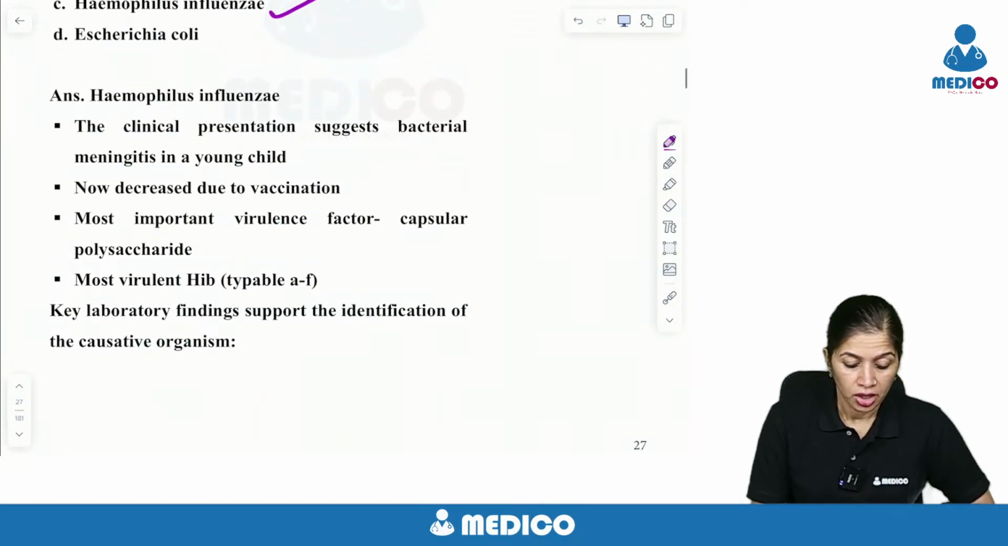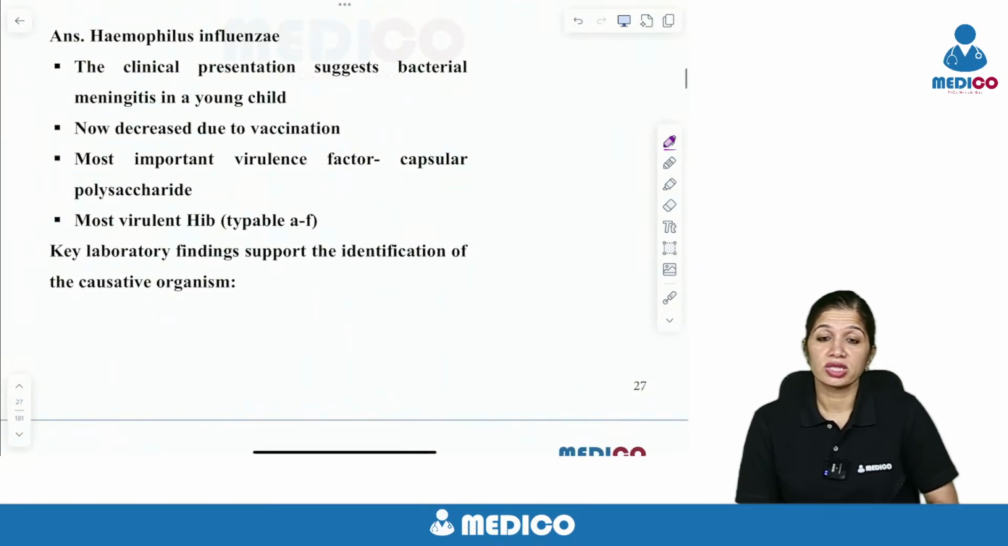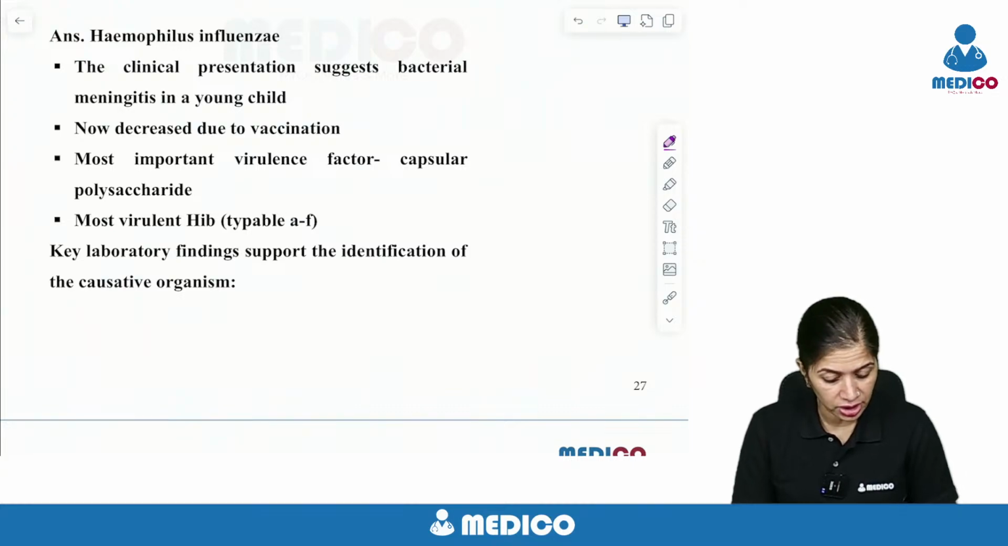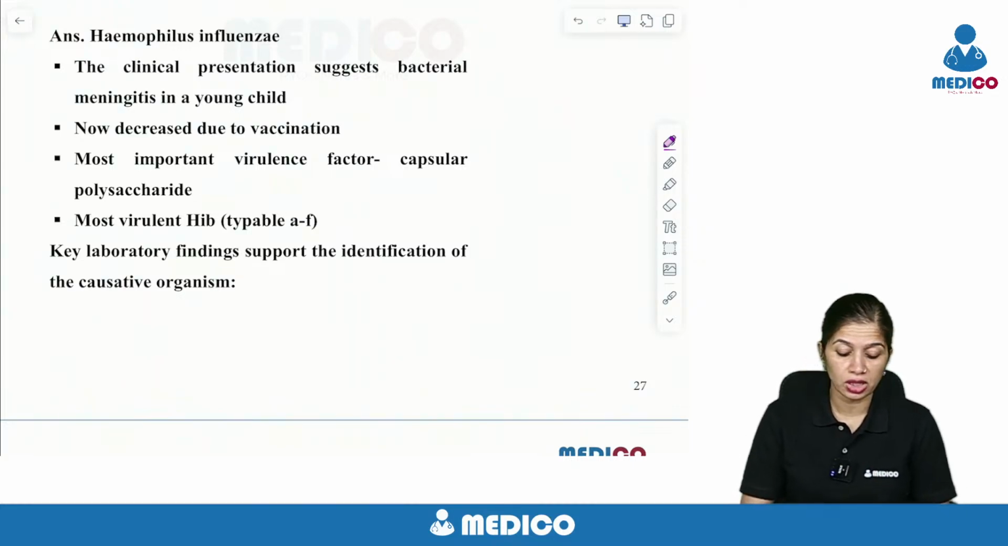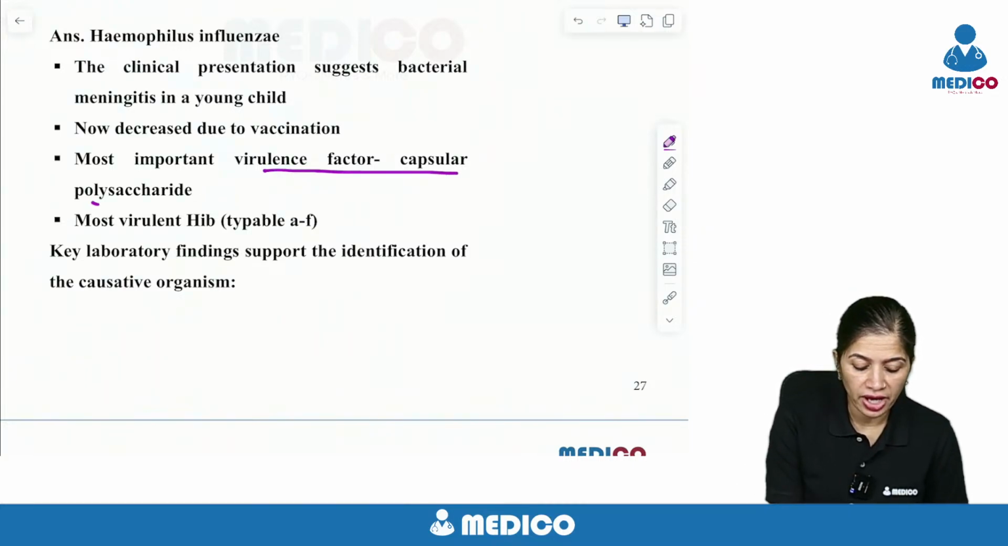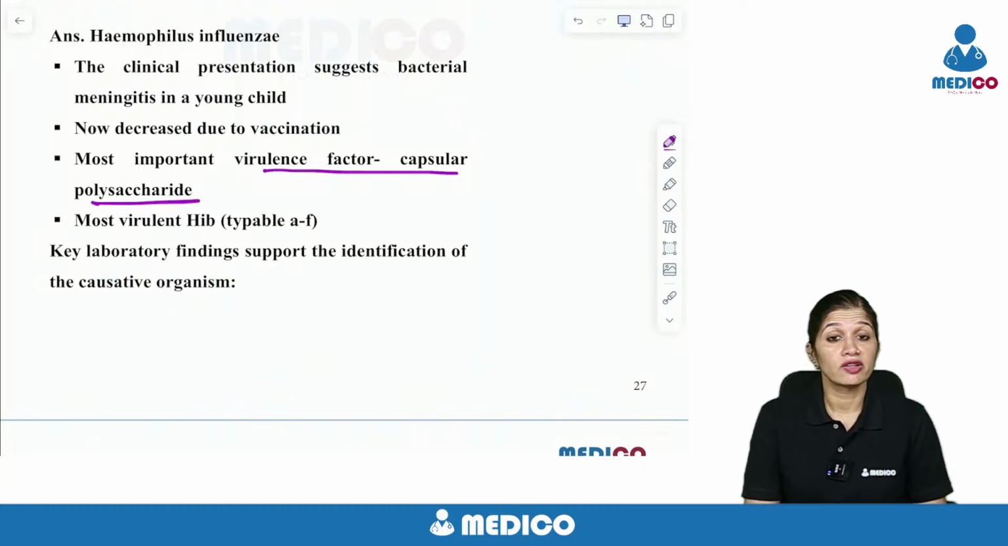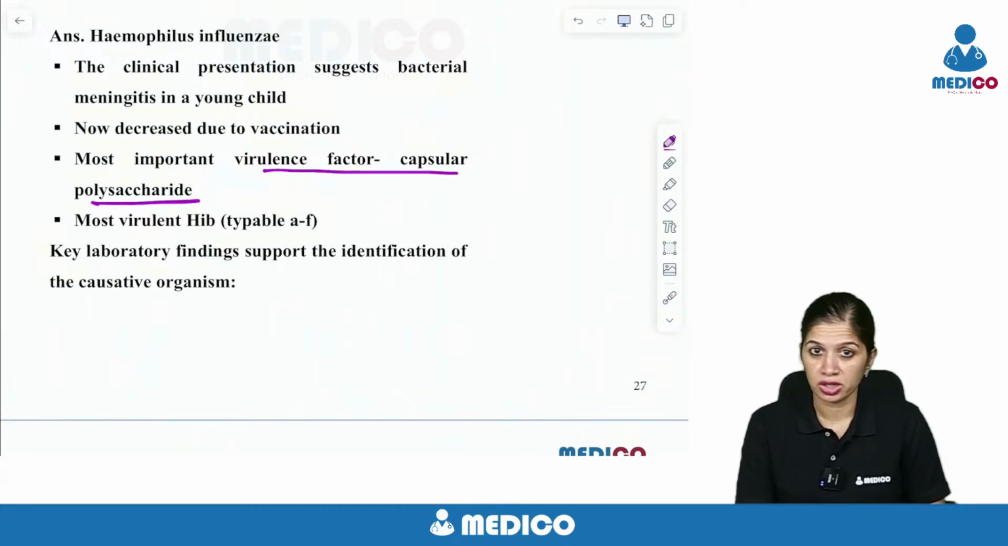So the clinical presentation, like we know, suggests bacterial meningitis in a young child. Now the incidence of Haemophilus influenzae meningitis has greatly decreased because of vaccination. The most important virulence factor for H. influenzae is the capsular polysaccharide. Mainly H. influenzae type B is the most virulent one, but there are types A to F.